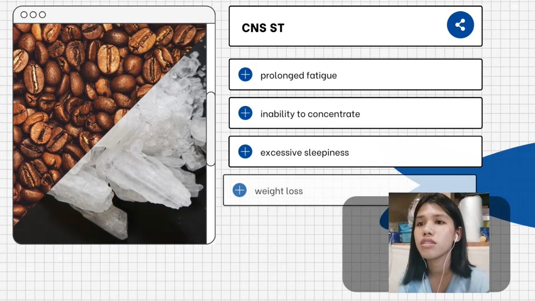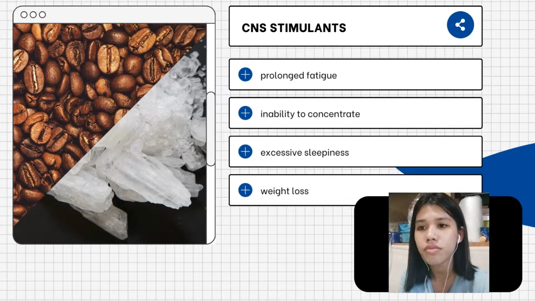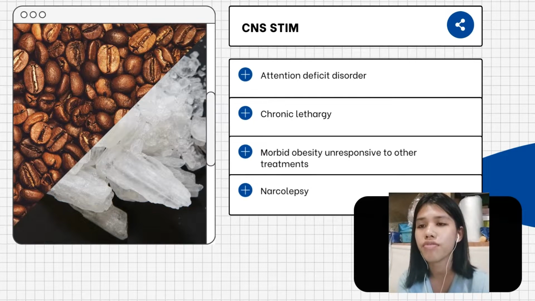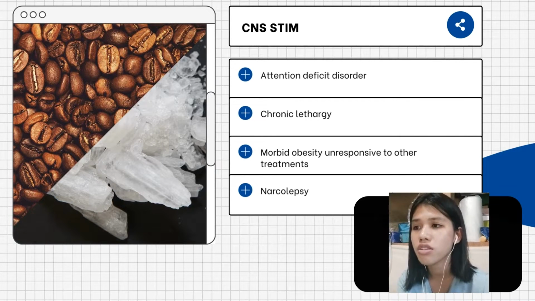The second drug category is the CNS stimulants. They are used for treatments for certain medical conditions characterized by symptoms such as prolonged fatigue, inability to concentrate, or excessive sleepiness. CNS stimulants may also be used to help with weight loss in people who are morbidly obese. CNS stimulants have been used for the following conditions: attention deficit disorder, chronic lethargy, morbid obesity, and narcolepsy.